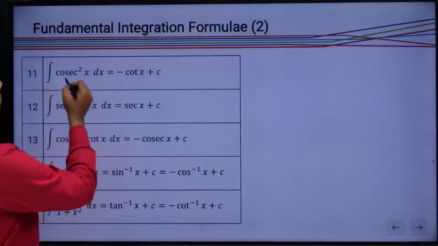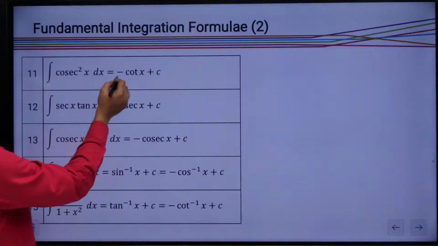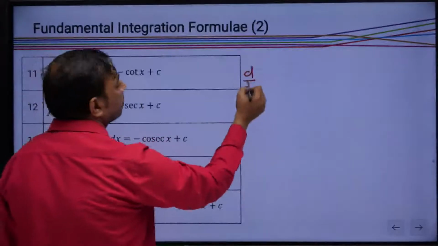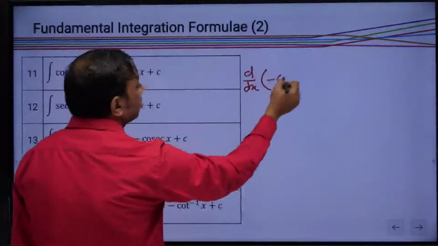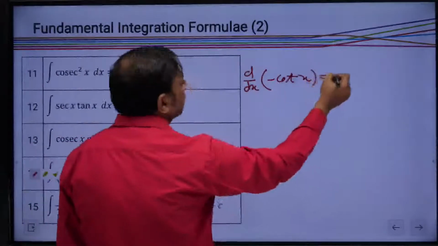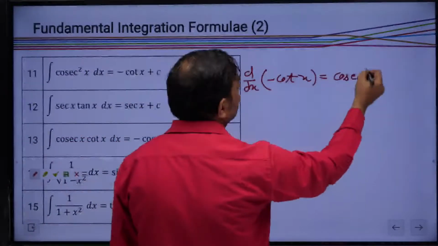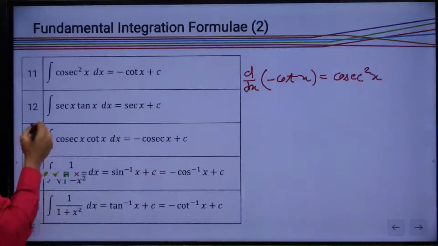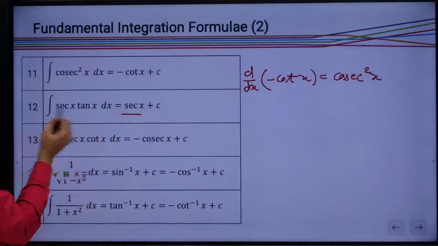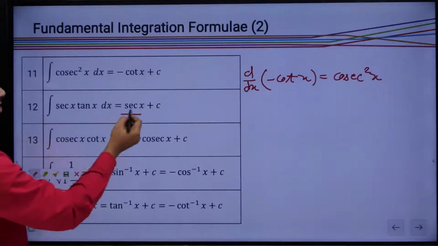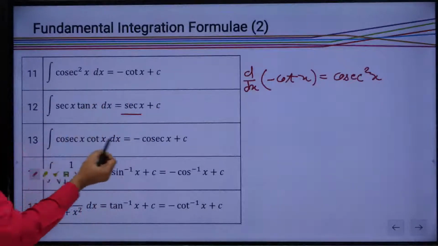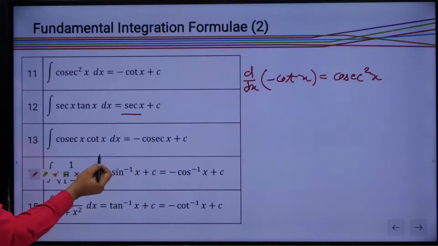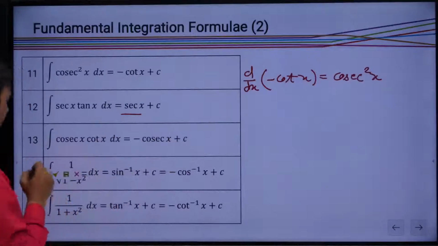So the integration of cosec square x dx is minus cot x plus c, because the differentiation of minus cot x will be cosec square x. So that's why we get this formula. Similarly, the differentiation of sec x was sec x tan x, so the integration of sec x tan x is sec x. The derivative of cosec x was minus cosec x cot x, so the integration of cosec x cot x will be minus cosec x plus c.